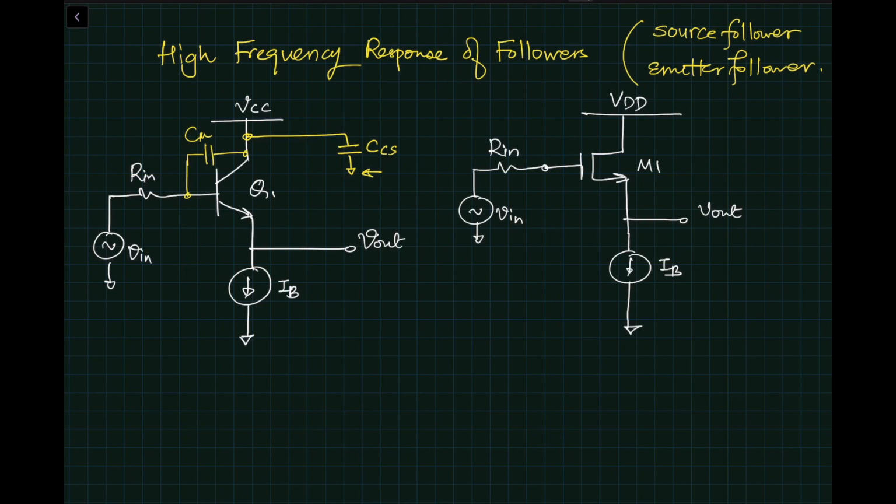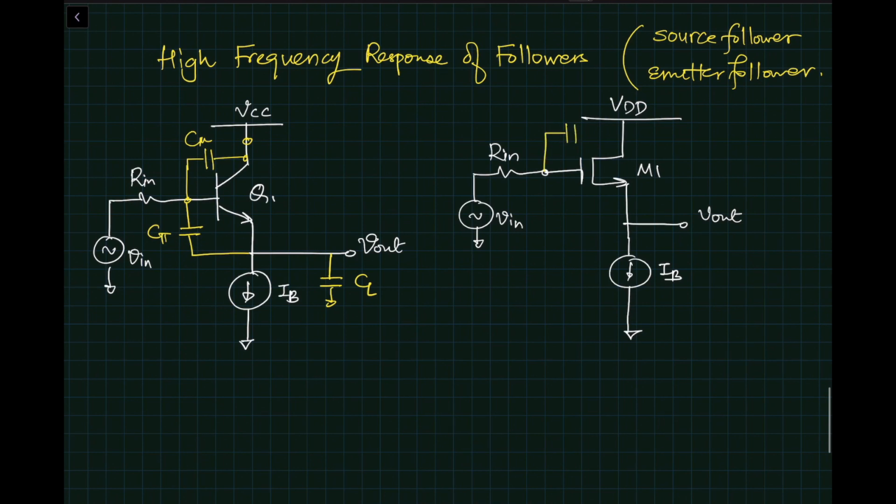So this is the key point you have to remember when you're doing the analysis. Every time, you don't have to put all the caps that you know in the transistor for analysis. This is where you can prune out the ones which don't matter and only keep the ones which matter, so that your analysis becomes a lot simpler. C pi, and we have CL at the output. Similarly for MOS, here we have CGD, CGS, and then we have capacitance CSB plus CL. In this particular case, we ignore the capacitance CDB because it's connected from VDD to ground. And IB is for DC biasing of the follower.